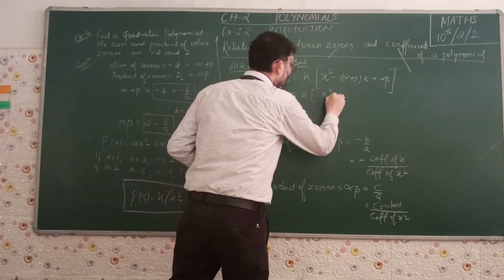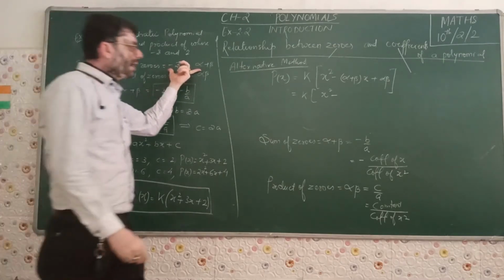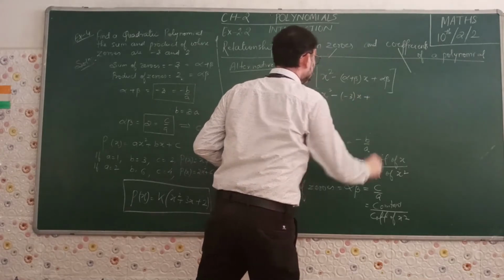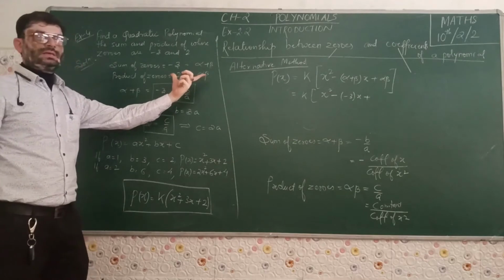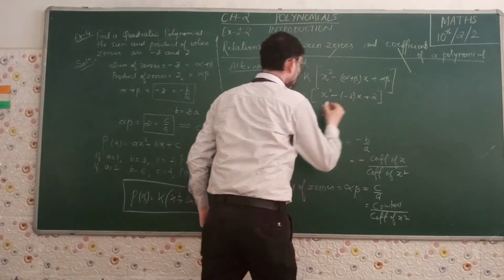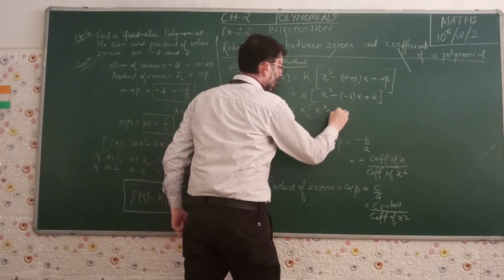x squared minus the sum of zeros. Alpha plus beta was given to us as minus 3. So let us take this one as minus, and then we need the product of the zeros, and the product of the zeros is given to us as 2. So you can write alpha into beta is equal to 2, and solving you can get x squared plus 3x plus 2.